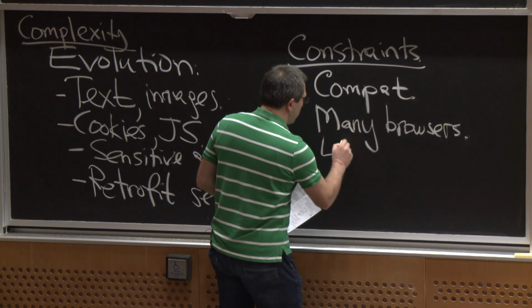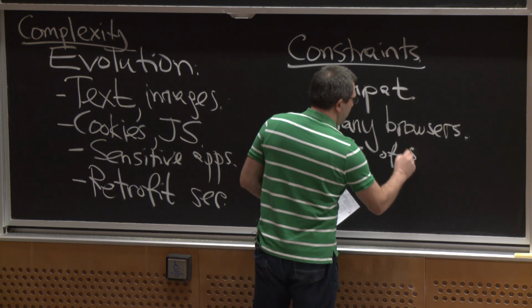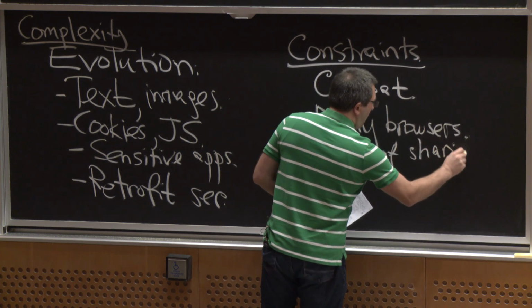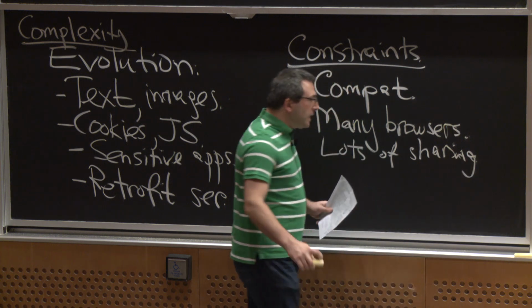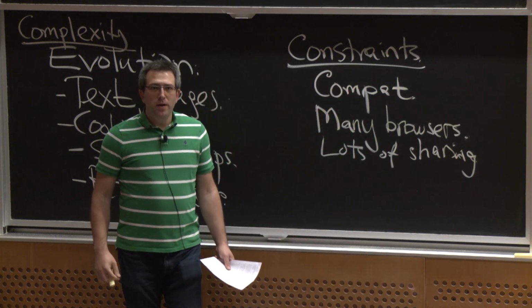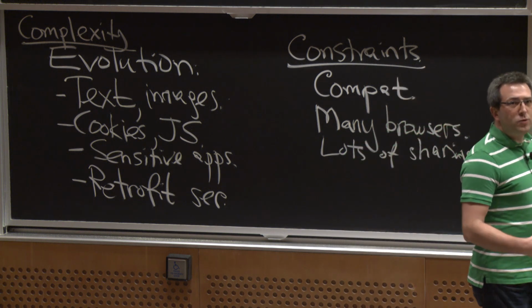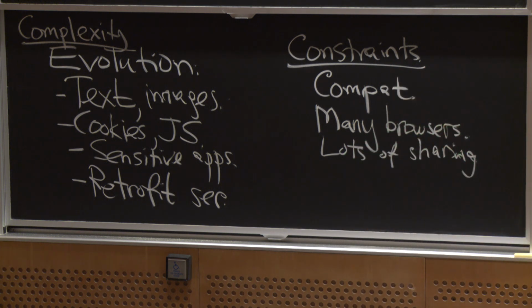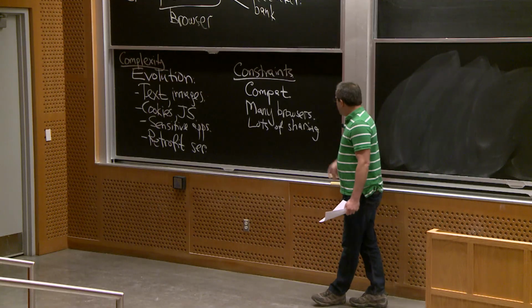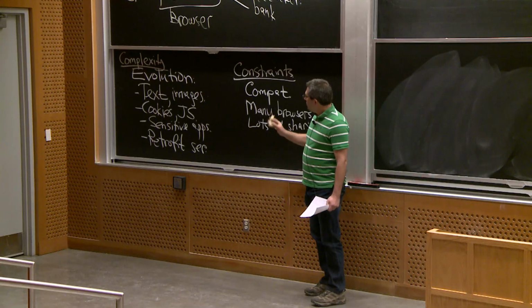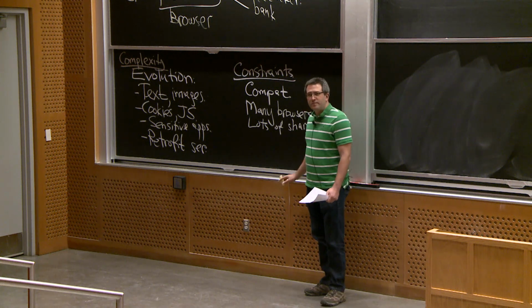And the other is lots of sharing as a constraint. Historically, many of the applications we see in the web have lots of interacting components. You have Facebook like buttons on all kinds of websites. You have ads. You have links between sites. You have mashups. And that all is quite difficult to support while providing strong security guarantees.